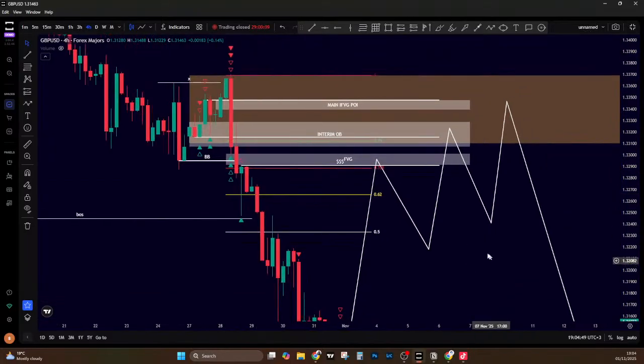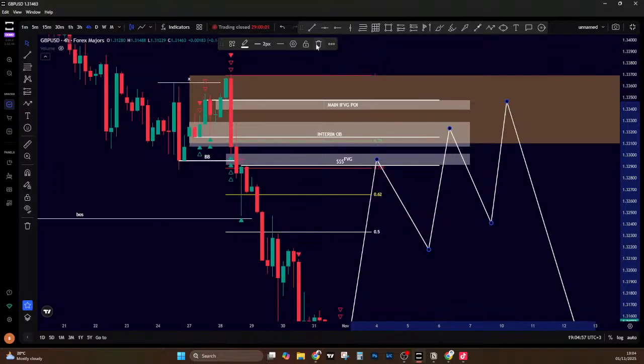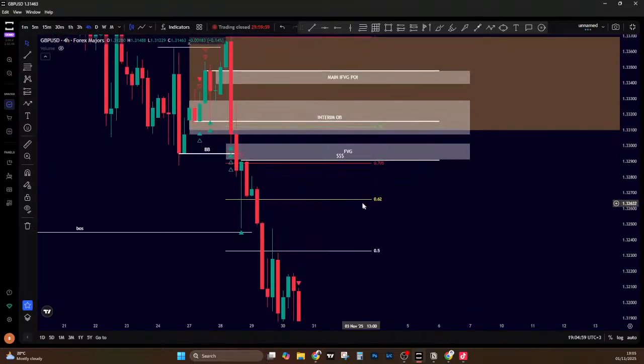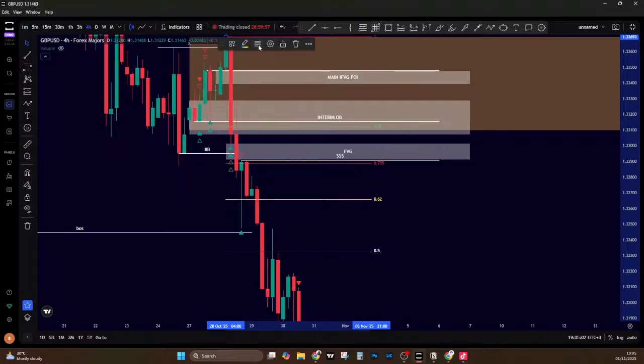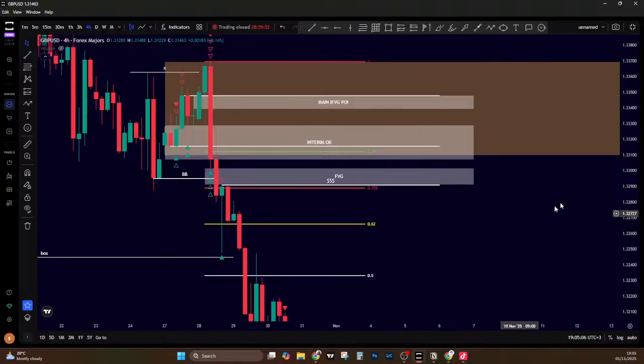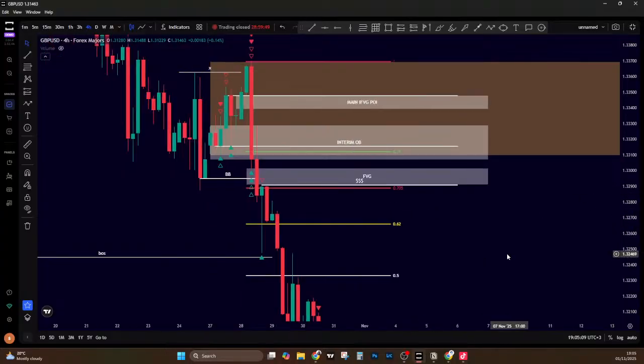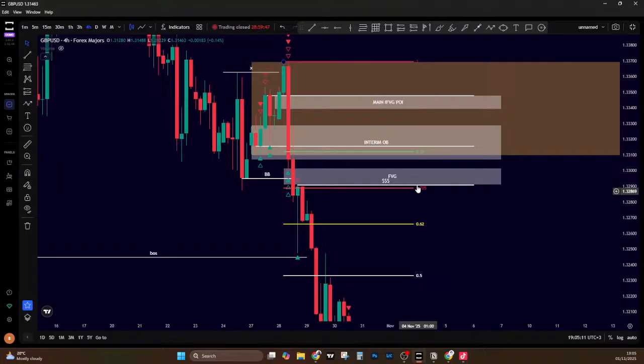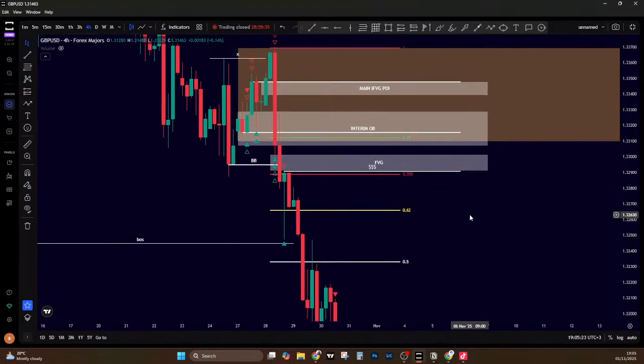because according to ICT, the best area to enter the market is around this area, 0.75. Let me remove this so that you can see. Can you see my fib? Okay, around this area. So this is what we call the optimal trade entry, and you see it is part of what we've marked here. So that is telling you that we have confluence.